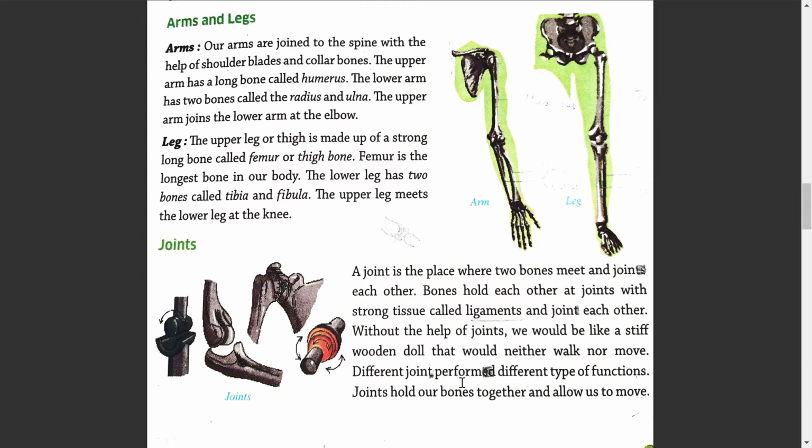Different joints perform different types of functions. Joints hold our bones together and allow us to move. So if you move your arm, your wrist, your fingers, your knee, your elbow, everywhere you are able to move different parts of the body. So why is this possible? Because one bone is connected to another bone with the help of a joint, which enables us to move.